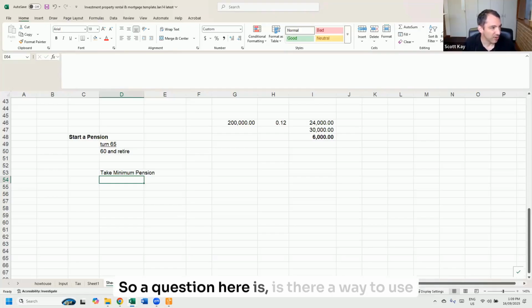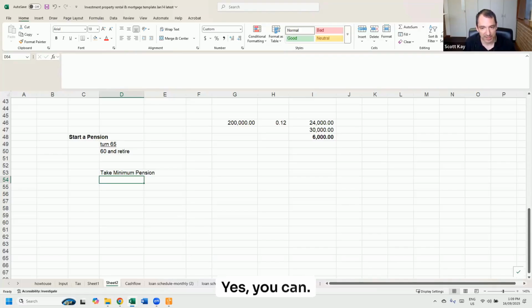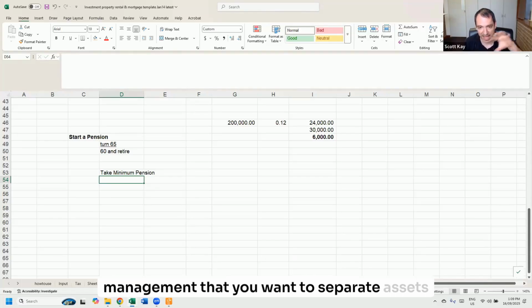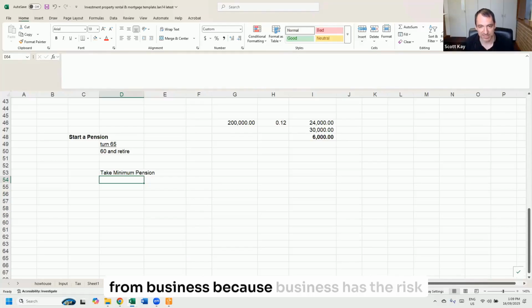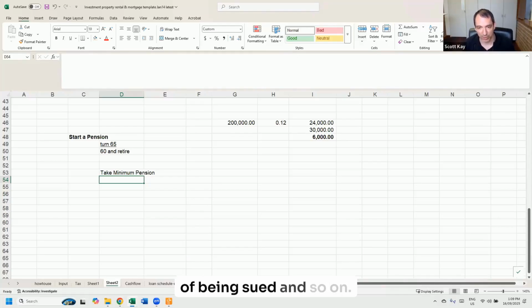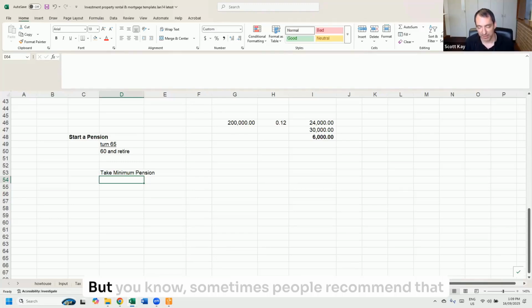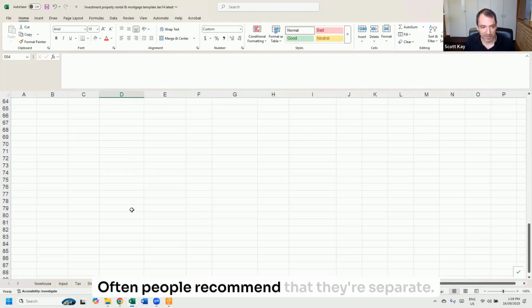So a question here is, is there a way to use the same structure but through the business and trust? Yes, you can. There's a principle in business and risk management that you want to separate assets from business because business has the risk of being sued and so on. So it is entirely possible to use the same trust that you're running a business in to purchase property, but often people recommend that they're separate.